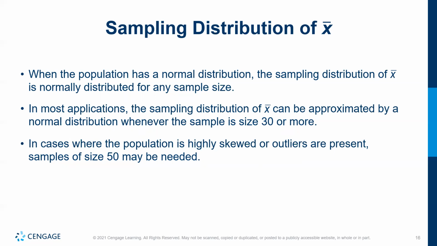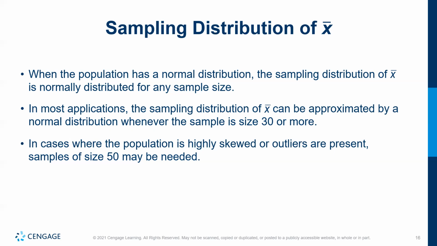This, to me, is mind blowing. To you guys, maybe you don't care. I don't know. But in most applications, the sampling distribution of x bar can be approximated by a normal distribution whenever the sample size is 30 or more. In other words, to me, that's a really small sample. Regardless of the size of the population, if we have a sample of 30, we can assume it's going to adhere to a normal distribution.